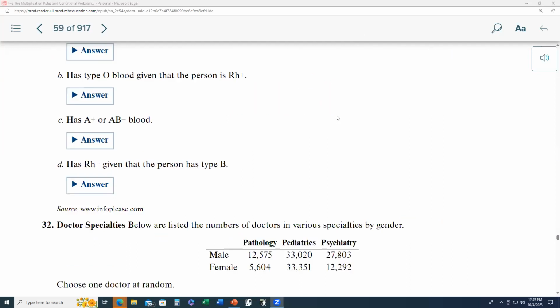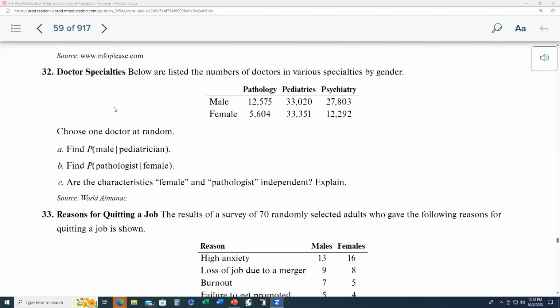All right, classwork number 2. I would like you to do this one here. Using this data table here, which lists the numbers of doctors in various specialties by gender, I want you to answer questions A, B, and C. Okay, so 32 A, B, and C, we'll call this classwork number 2. All right, go ahead and do that.